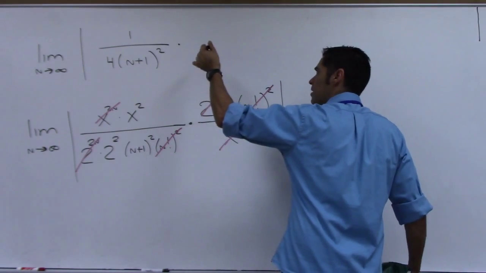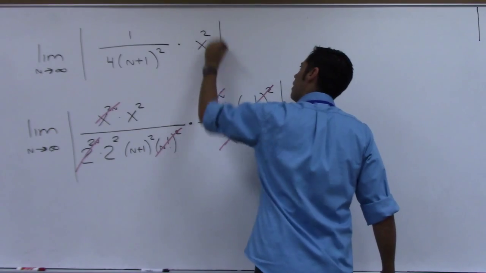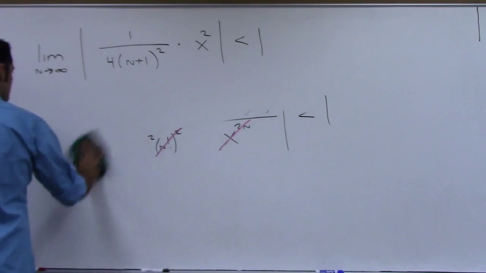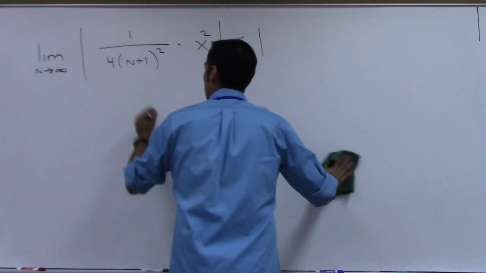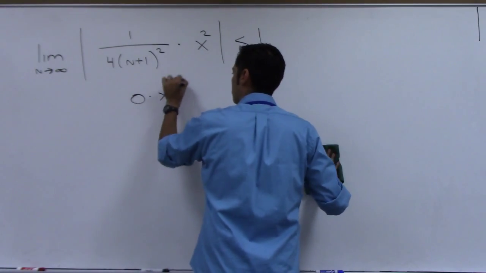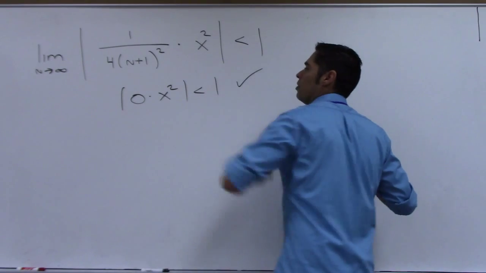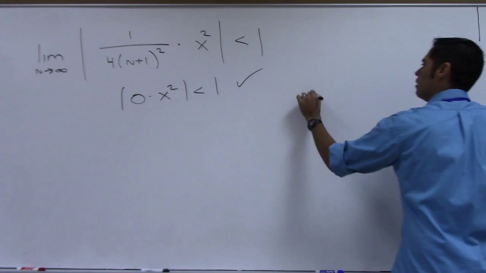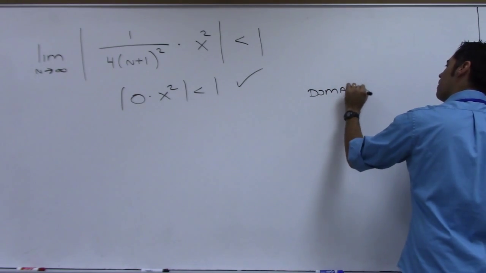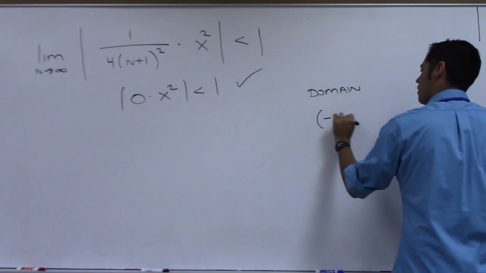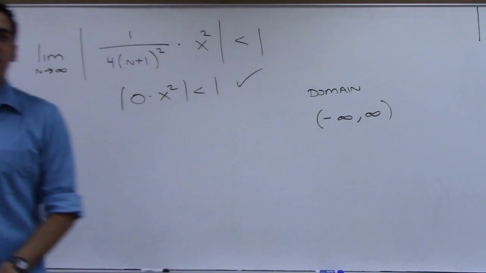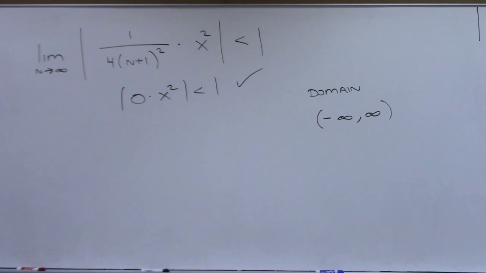All right, so that's that. What was the x that was left here? x squared, and then less than 1. And that goes to 0 times x, and that's always less than 1, x squared. That's always true. So what's the domain? All real numbers, right? So that means the Bessel function of order 0 is defined everywhere. For every real number, the Bessel function is defined.